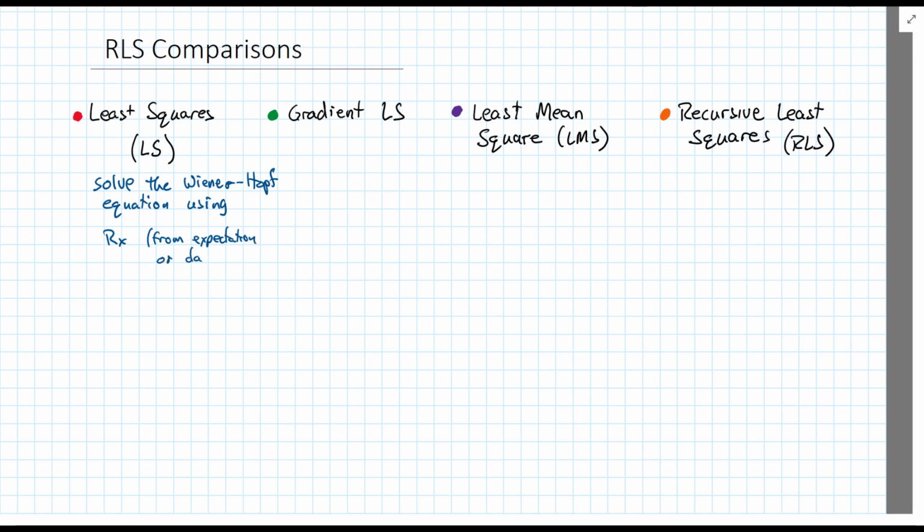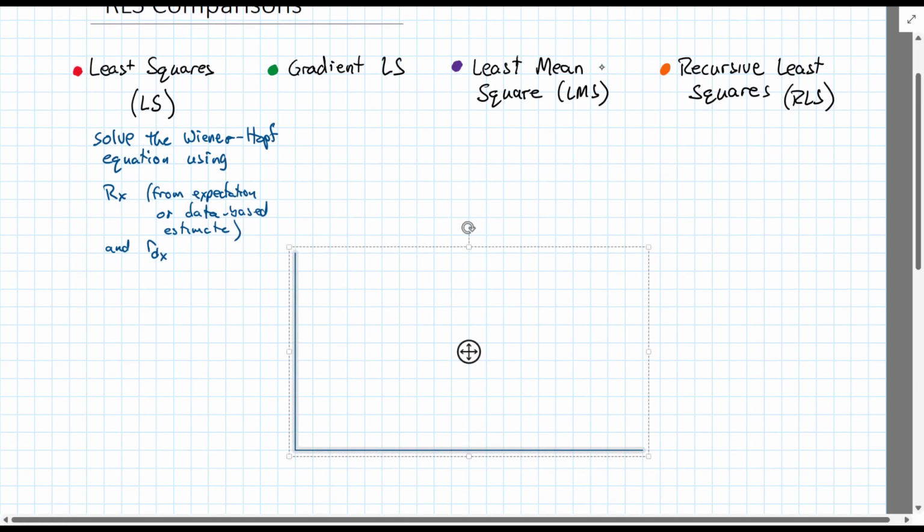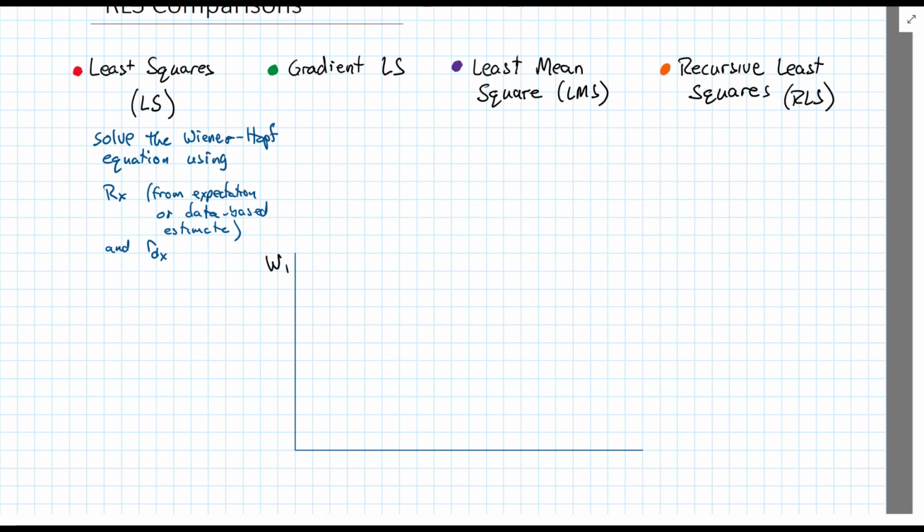Or from a database estimate. And RDX. Okay, this gives us something where we can just jump directly to our solution. So if we have this situation where we have 2 weights, because that's all we can easily plot, if that is the optimal solution right there, then least squares picks it out.